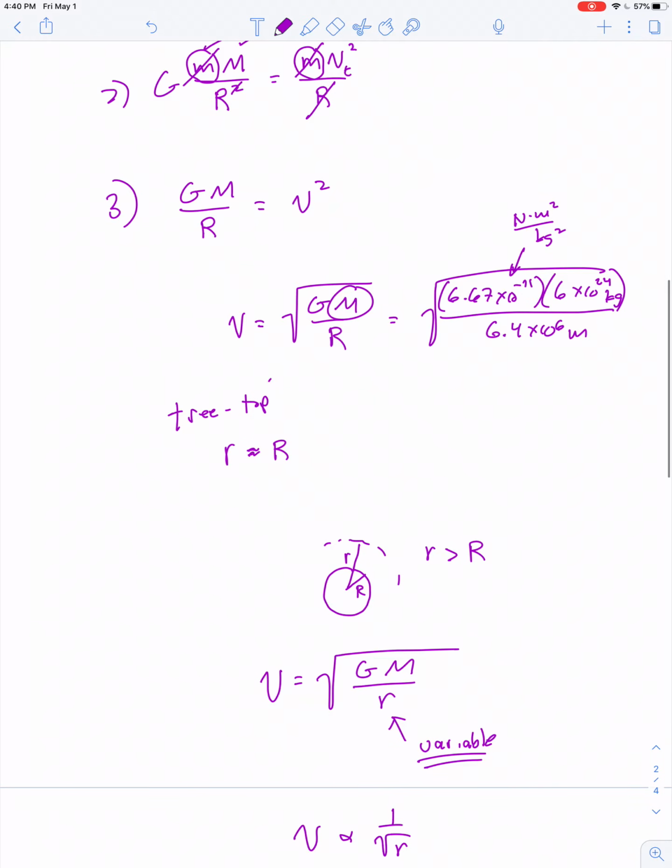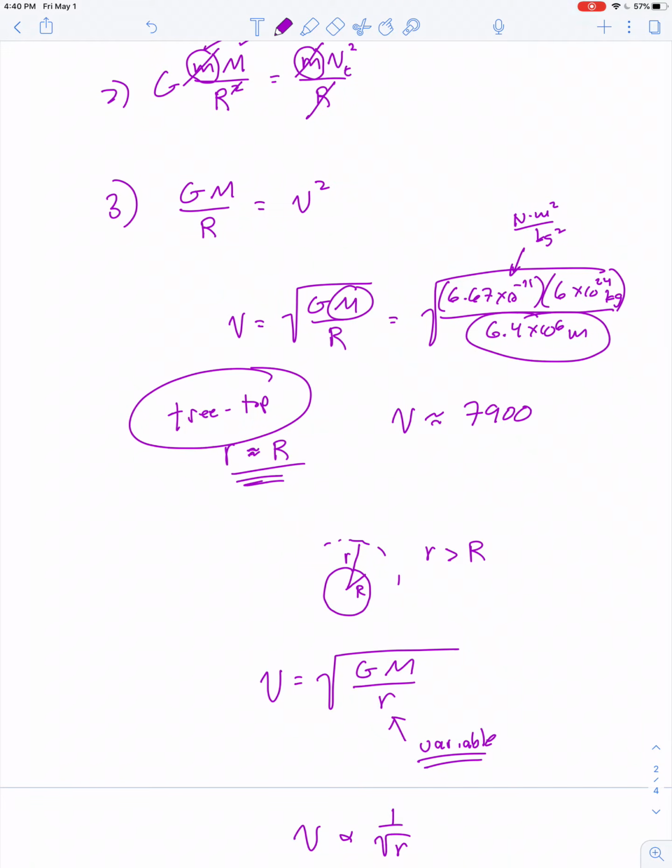But for the case of the treetop orbit, the value of r is nothing more than the radius of the Earth itself. So now's the time to grab the calculator and see what you get. 6.67 times 10 to the negative 11th multiplied by 6 times 10 to the 24th kilograms divided by the radius of the Earth, 6.4 times 10 to the 6 meters, gives you a large number. Don't forget, you've got to take the square root, and you should get v is about 7,900.